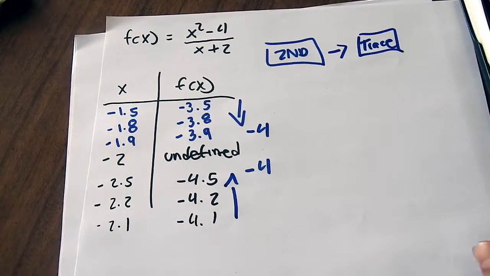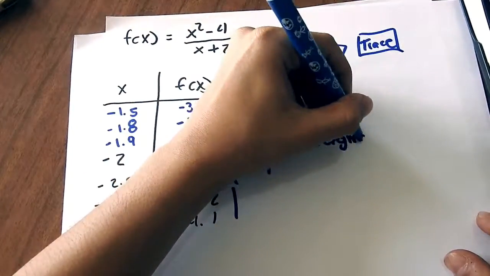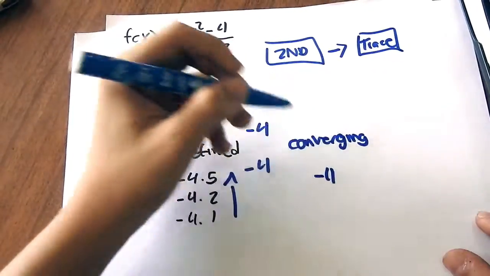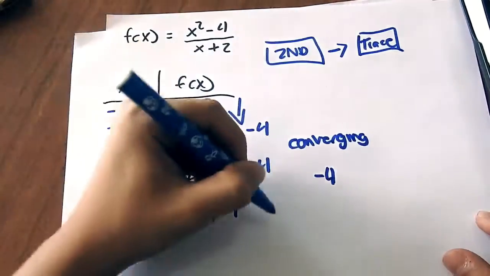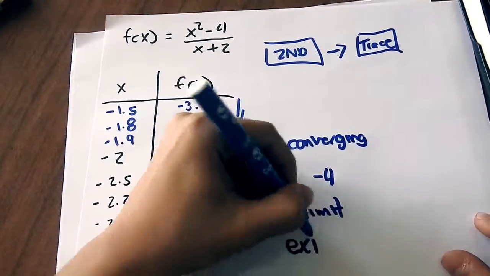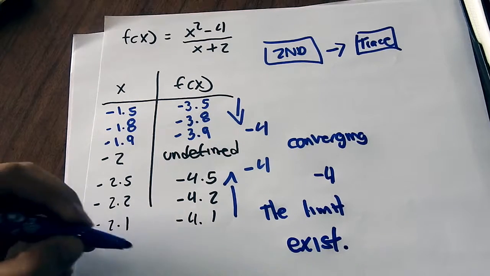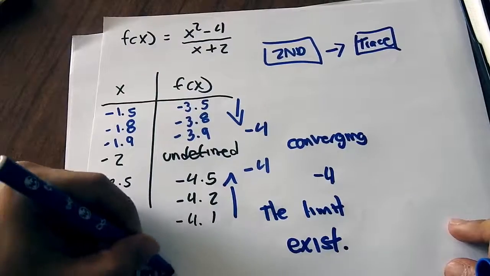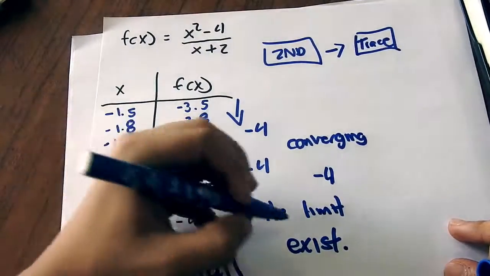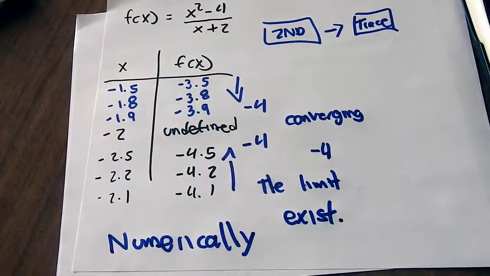As I said in the other video, we are converging to a value which is -4. Therefore, we can say the limit exists. The limit of this function exists, and it is -4. So this is the second way of solving a limit, which is numerically, or with a table of values.